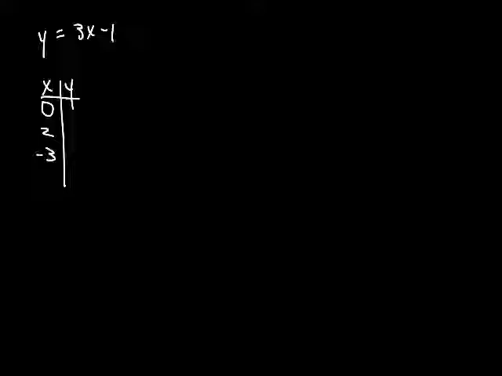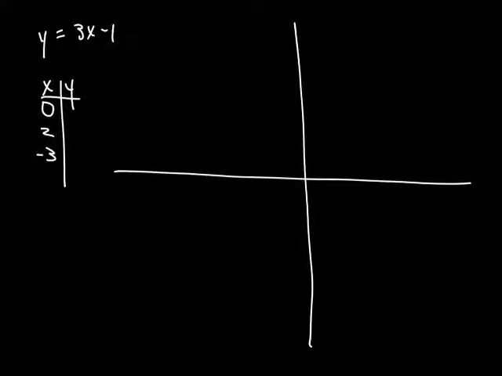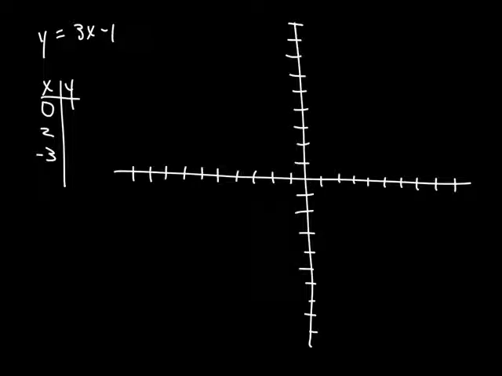So example 2 gives us y equals 3x minus 1. And again, I'm going to draw a table like that. And I know it's going to give me a straight line. And again, I'm just going to pick any numbers I want for x. So let's use 0 again. Let's use 2, and let's use negative 3. And we'll draw our graph here. Okay, so there's my graph.